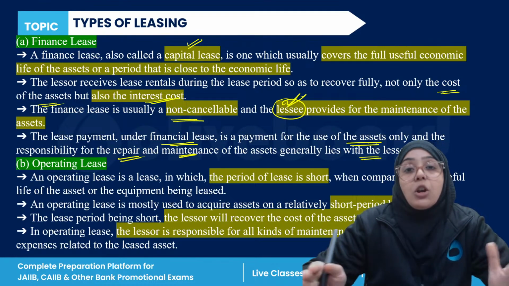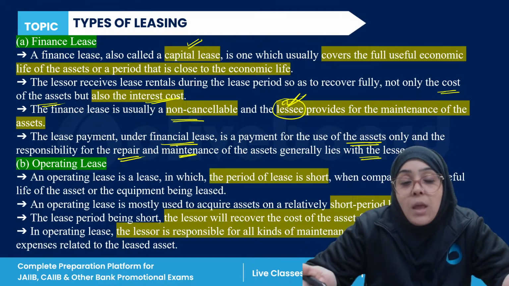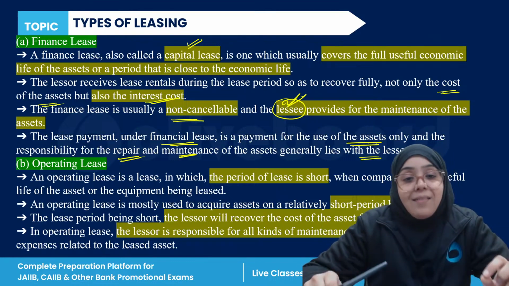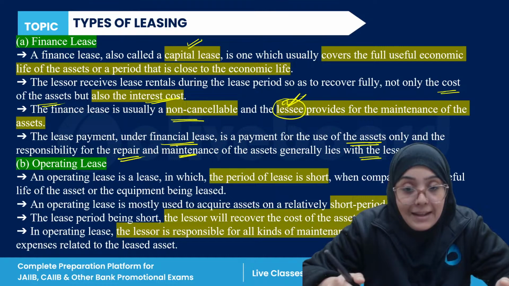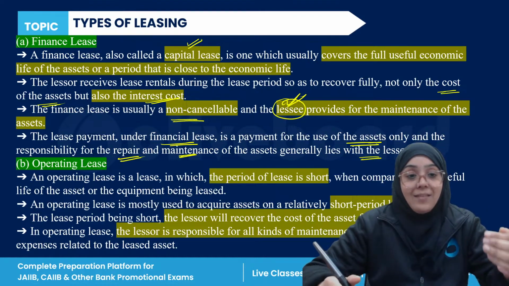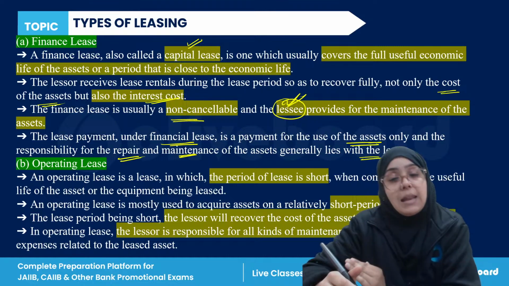Operating lease is generally for a short period of time. Finance lease is for a very long period of time, whereas operating lease is actually for a shorter period of time. Operating lease is given for a shorter period of time to multiple lessees.